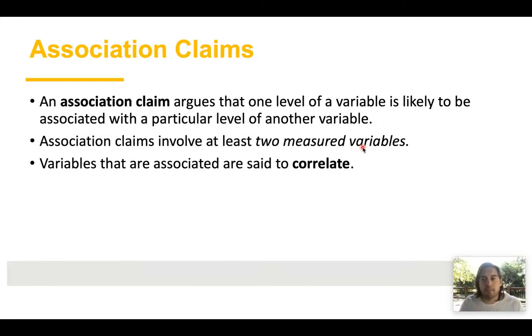So an association claim is stating that something is going on. These variables are related to one another, but we're not confident enough to make a causal claim. And we probably did not engage in the methodology that would allow us to make a causal claim. Because we only have two measured variables, I didn't do anything in the world, right? I'm not creating groups with a manipulated independent variable. I'm simply assessing already occurring behavior in the world. And if I'm assessing already occurring behavior in the world, I typically don't get to make causal claims because I don't know what else is going on.